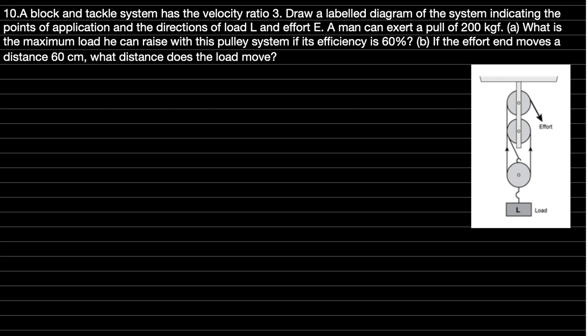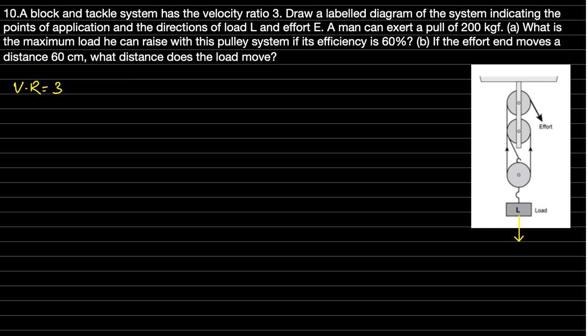A block and tackle system has velocity ratio 3. So I would be writing the value of VR here. Velocity ratio is equal to 3. Draw a labelled diagram of the system indicating the points of application and direction of load and effort. So I've got the diagram here. The load is definitely going to act in the downward direction. So we can put in an arrow here. So this is the direction of the load, that is downward, and the direction of effort is shown in the figure itself.